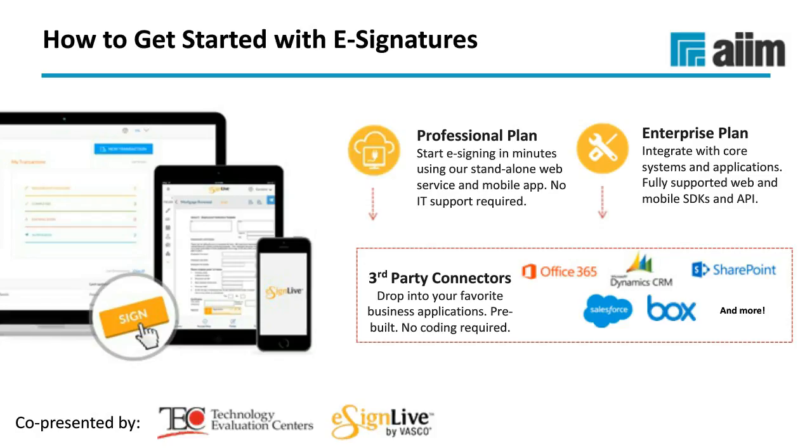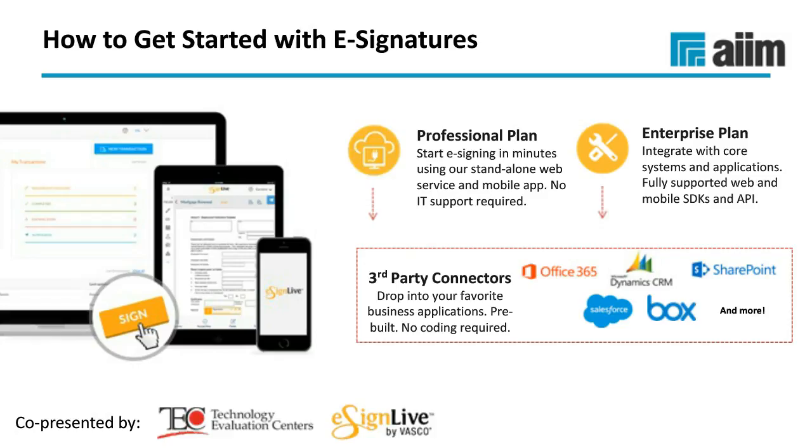Now, this slide here really highlights the three flavors of eSign Live to satisfy the various use cases in the market. The first is our professional plan, which is really a standalone, out-of-the-box, web-based service, which largely satisfies those common e-contracting use cases in the market. So, for example, getting your contracts and agreements electronically signed. This is really a great place to dip your toes in the water because there's really no development work required. You simply upload your document, you select your signers, and you can begin e-signing in literally minutes.